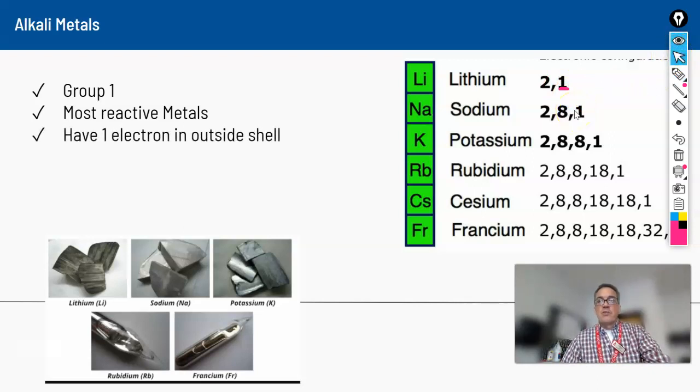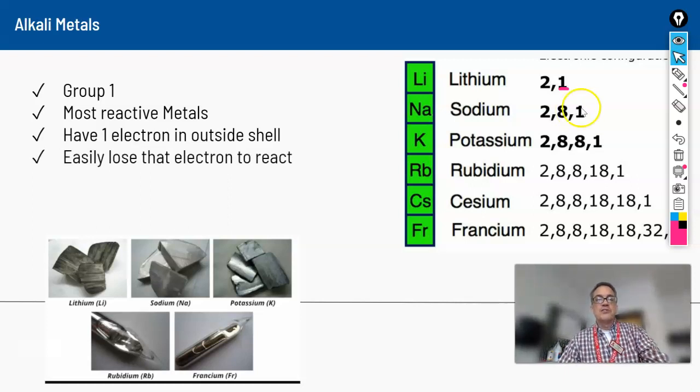That 1 electron apparently doesn't like to stay there very often, and so that electron is easily lost. It's easily pulled off, which is going to cause this to become a charged atom, which would be an ion. And when that occurs, again, these are going to want to bond with something else to become neutral again. And so these are highly, highly reactive.